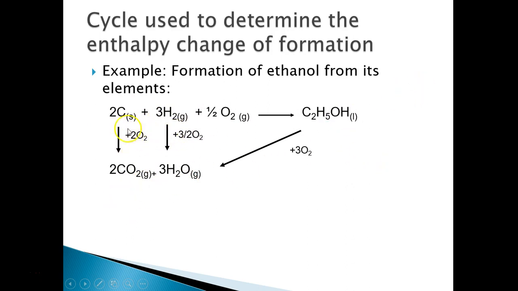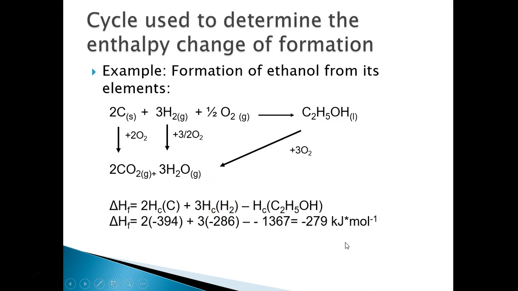Now, I did write the number of moles of oxygen that react in each step, but if you notice, we add 3.5 moles in this direction, and we're subtracting 3 moles in this direction, so we have overall a half a mole, okay? So it all does cancel out. All right, so the heat of formation for ethanol would be 2 times the heat of combustion of carbon, since we combusted 2 moles of carbon, plus 3 times the heat of combustion of hydrogen, since we combusted 3 moles of hydrogen, minus the heat of combustion of the hydrocarbon.